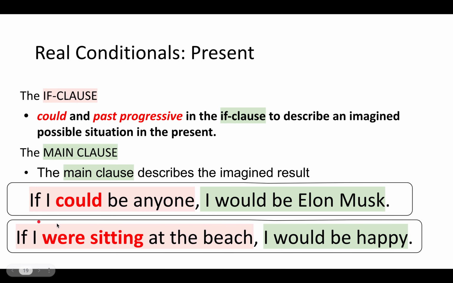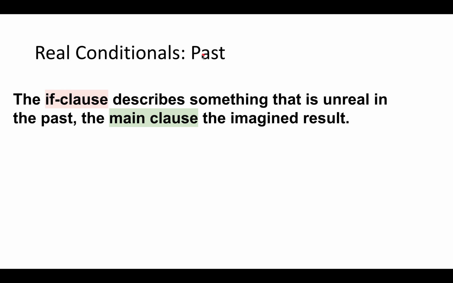Okay? Or if I were sitting at the beach, I'm not right now, I'm sitting at a table, at a desk, giving a speech about the unreal present conditionals. But if I were sitting at the beach, I would be happy. Looking at the past, the if clause describes something that is unreal in the past. In the main clause, the imagined result of that imagined unreal condition in the past.